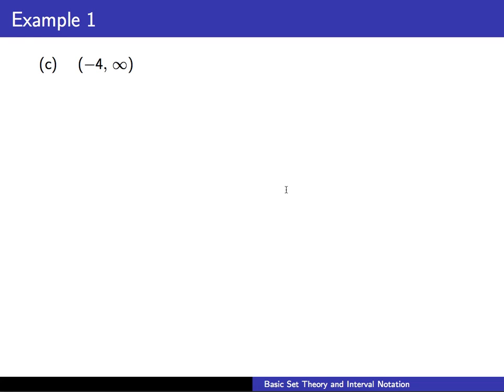Part C, we have -4 to infinity. So here we have a definite starting point of -4, and there's a parenthesis before that, so it's going to be an open circle at -4. And then there's no ending point, no stopping point, so it's just going to keep getting shaded to the right. So open circle at -4 and it just gets shaded forever to the right.